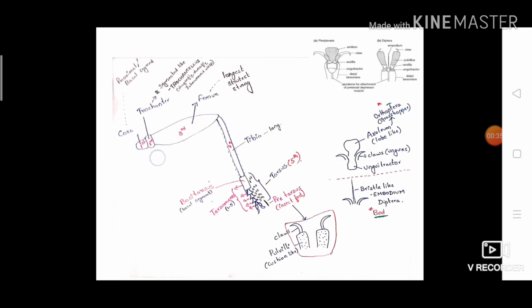The second segment is the trochanter, which is small. Sometimes it seems to be two-segmented in dragonflies, damselflies, and ichneumonid wasps. And this second segment is called the trochantellus, which is usually a part of the femur. And the third segment is the femur, which is the largest, stoutest, and strongest of the leg, and it is attached to the trochanter.